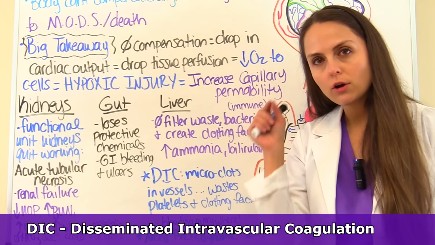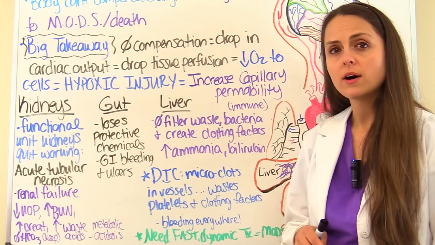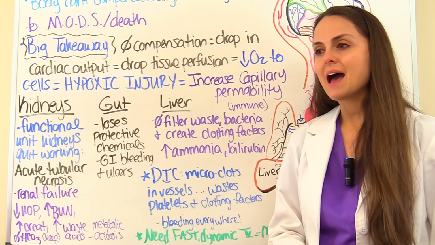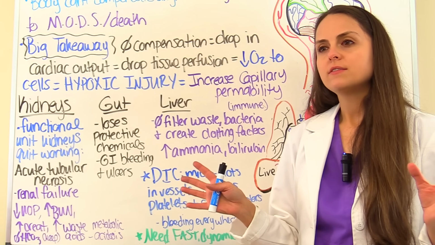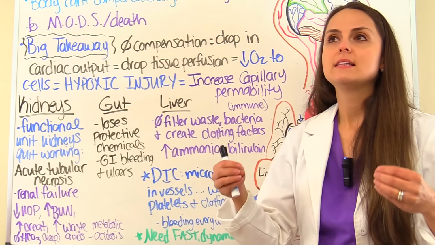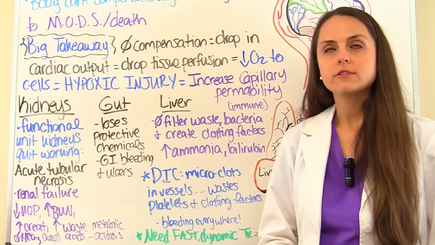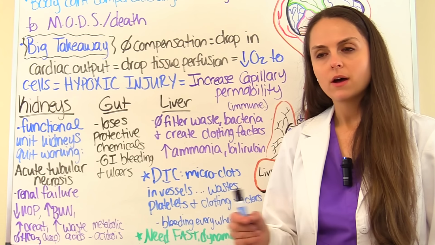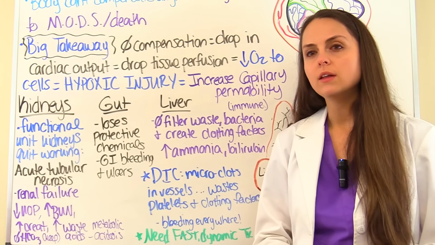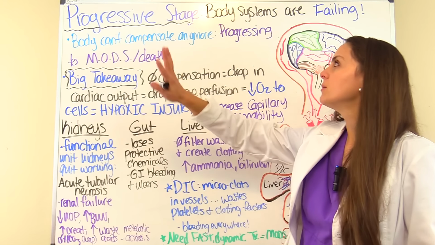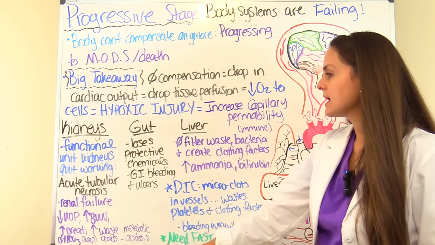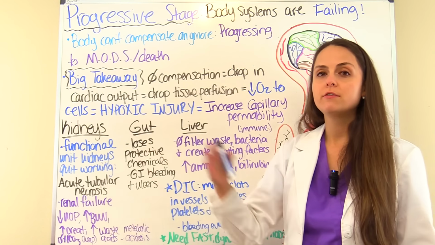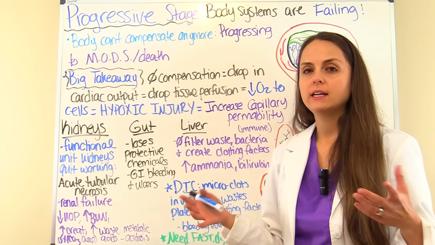And this is where little microclots will form within the vessels throughout the body. This is going to deplete the platelets and clotting factors in the body. And what's going to happen is they have massive clotting, and then all of a sudden they're going to have massive bleeding that you can't control out of every orifice on the body. So always watch those IV sites, anywhere something's been punctured, for a little bit of oozing of blood, because that could represent that. So whenever a patient is in this progressive stage, it's a very dangerous stage, they need very fast dynamic treatment to prevent the patient from actually going into MODS.